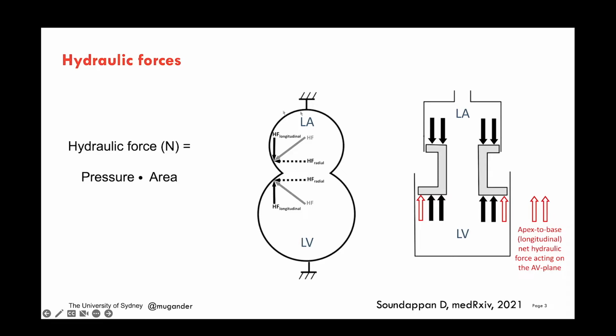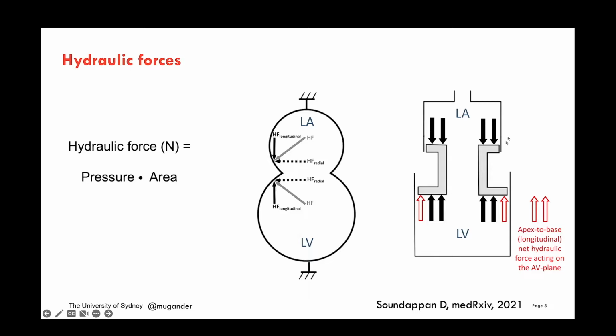So if you have a left atrium and a left ventricle with an open mitral valve and the same pressure in the atrium and ventricle, there will be a force directed towards the apex in this part of the left atrium, and there will be a force directed towards the atrium in this part of the left ventricle, opposing each other.